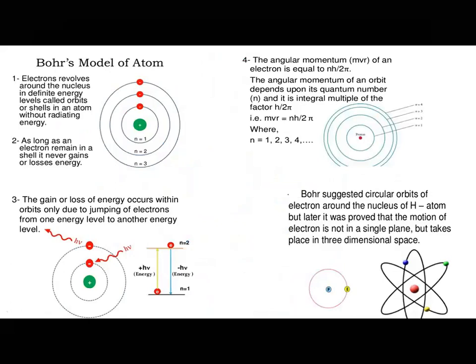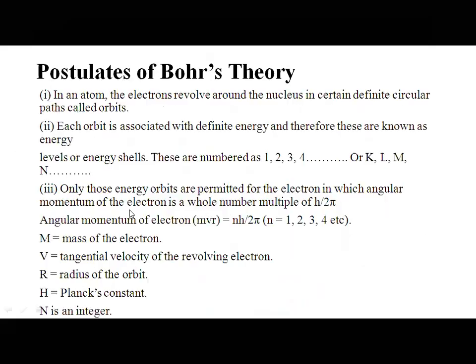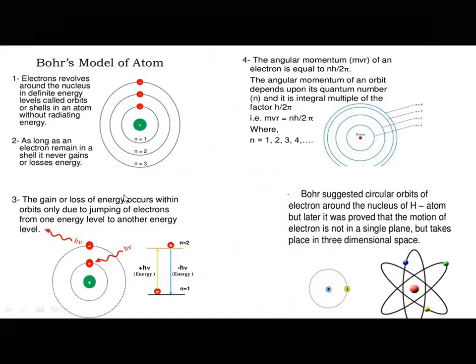So you can see here, electrons revolve around the nucleus in definite energy levels called orbits or shells in an atom without radiating energy. As long as the electron remains in a shell, it never gains or loses energy. The gain or loss of energy occurs only due to the jumping of electrons from one level to another. When it jumps from lower energy to higher energy, it gains energy, plus h nu. From higher energy to lower energy, it gives out energy, h nu.